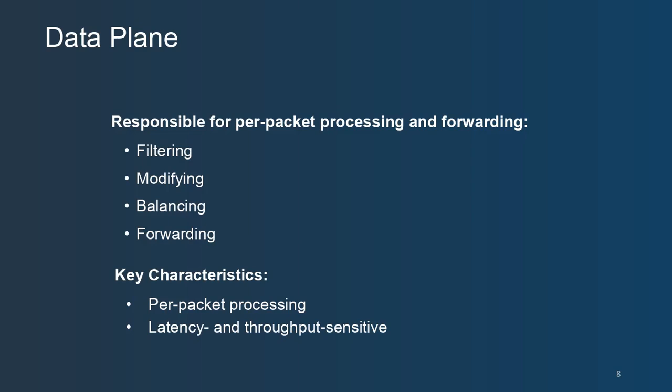The key characteristics of the data plane are very simple. It works on a per-packet basis, and it's extremely sensitive to latency and throughput. This is exactly the part of the network that DPDK is designed to accelerate.